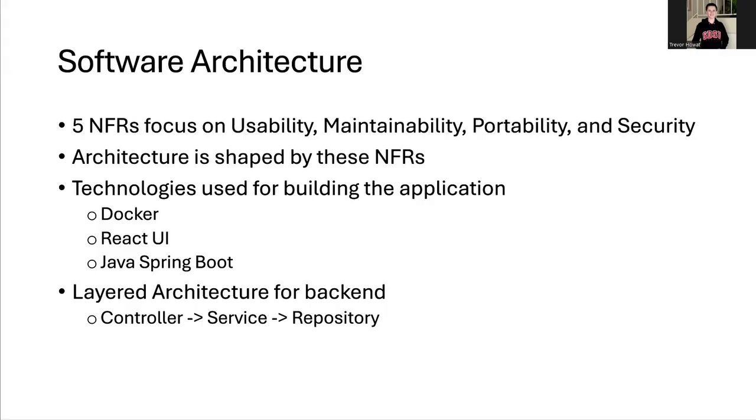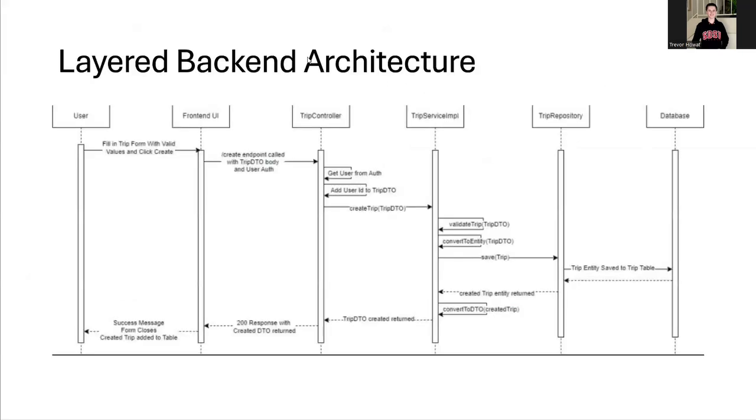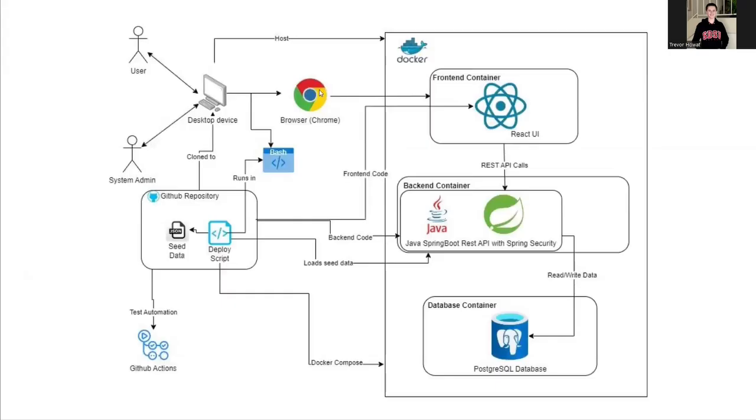In the last demo, we focused a lot on the usability aspect from a front end perspective. In this demo, we'll look at the backend and mainly the maintainability as that pertains to our architecture. So here's just a high level look at the architecture. As you can see, we have our front end, back end, and database all running in Docker, accessed through the browser Chrome by a user who's running it on a desktop device.